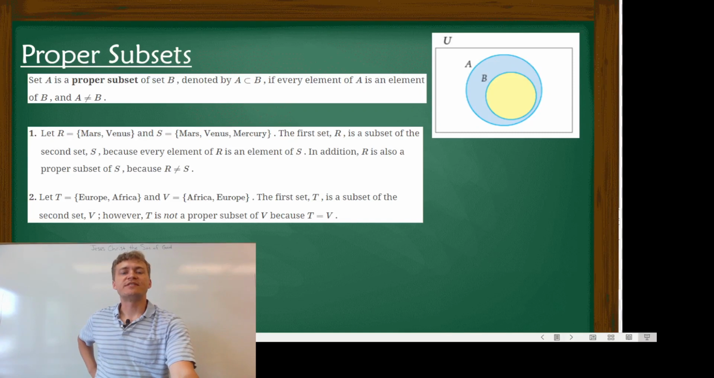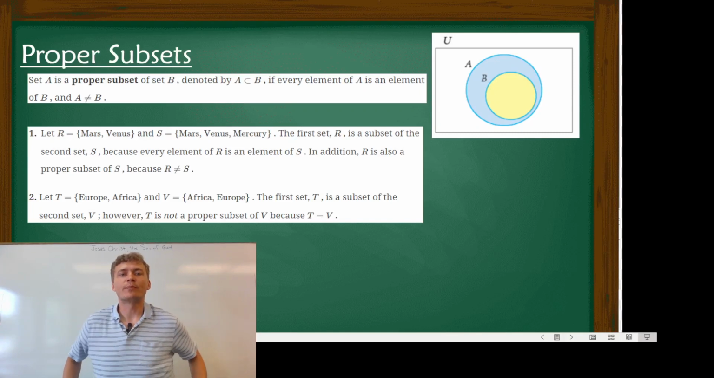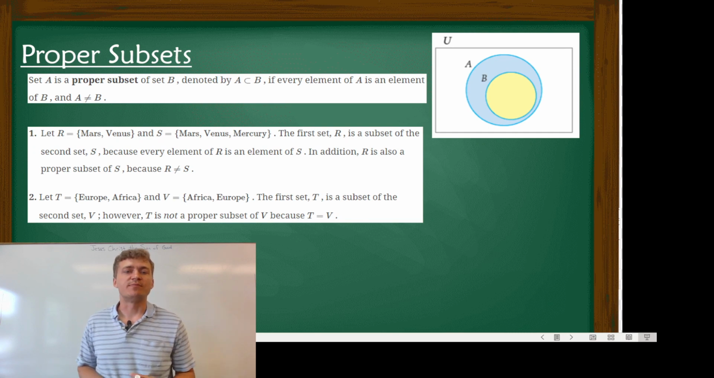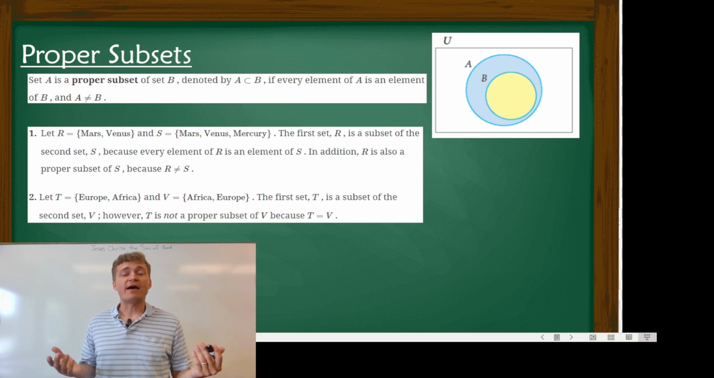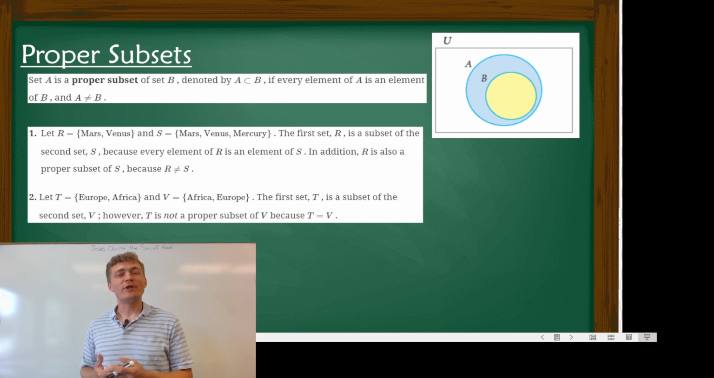Some examples to consider: let the following set R represent the planets Mars and Venus, and let the set S represent the planets Mars, Venus, and Mercury. Now notice here that the set R contains 2 elements that can be found within S. So we have a subset, and more specifically, because R and S are not the same sets, R is not only a subset, but a proper subset, simply because it's not the set S itself.